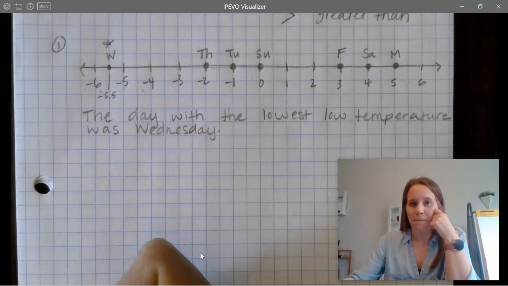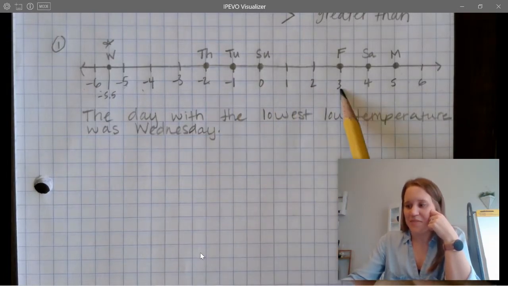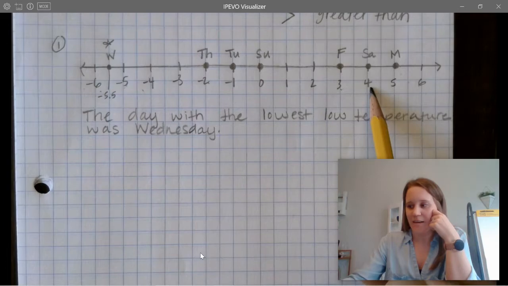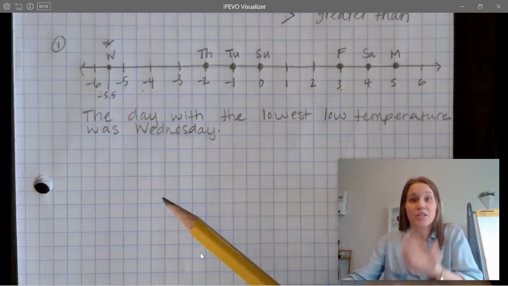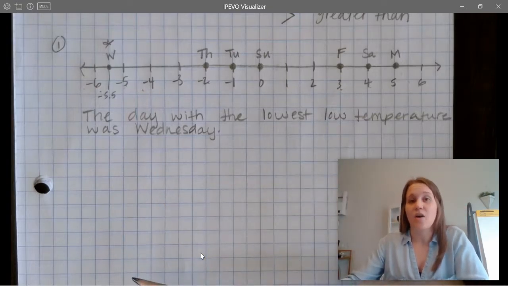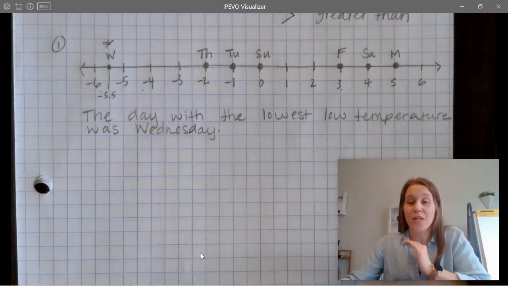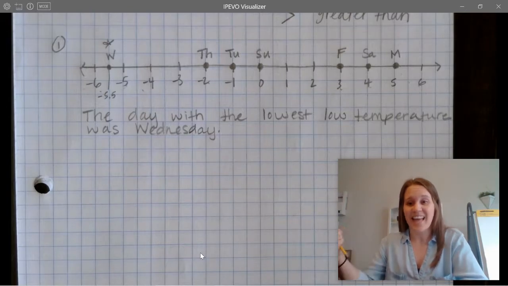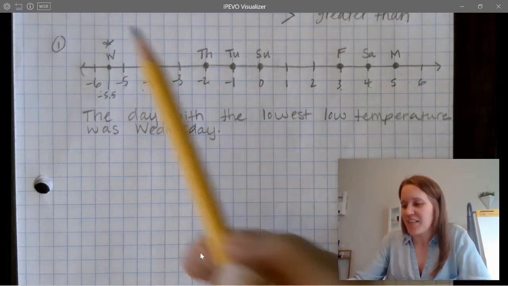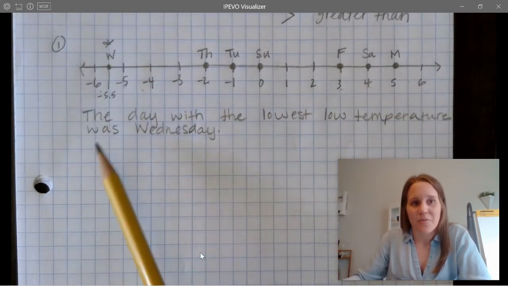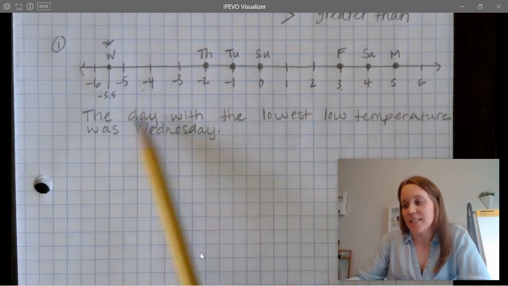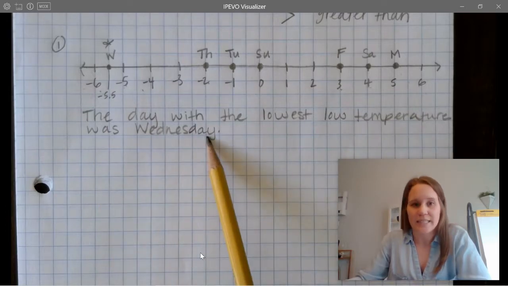Okay. All right, Thursday's at -2, Friday's at 3, Saturday's at 4, Sunday is at 0. Okay. So then the second part of the question said, which day of the week had the lowest low temperature? If I want to know the lowest, or the least, I'm looking to the left. So the farthest to the left is this one, Wednesday. So my answer to the second part of the question is the day with the lowest low temperature was Wednesday.